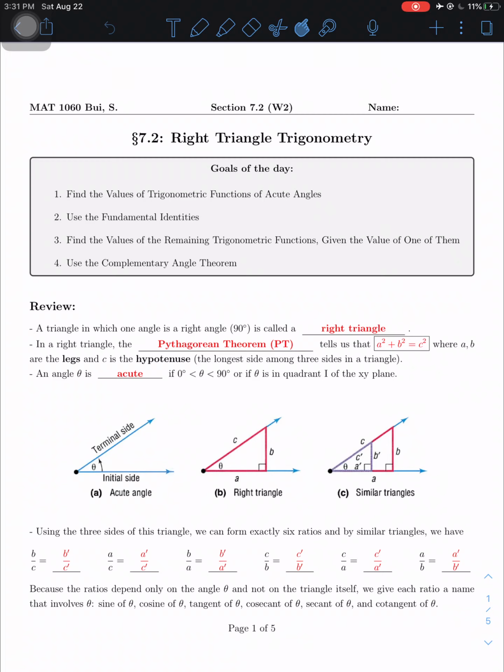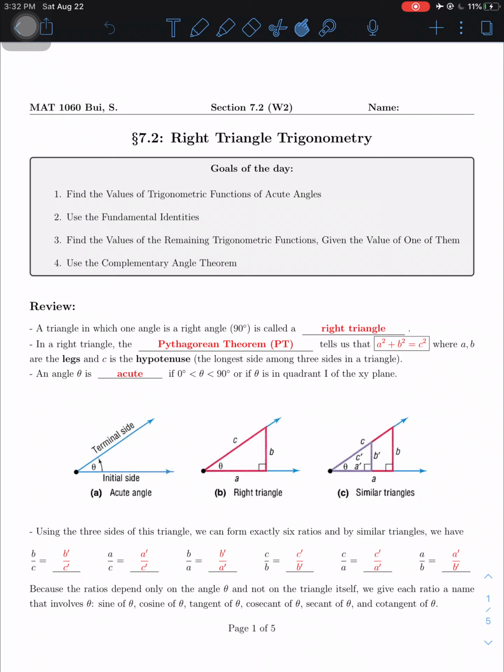Alright, hi guys. The last time we talked about section 7.1, so just a little bit of review on 7.1. Last time we talked about three important concepts: how to find the arc length, how to find the area of a sector, and most importantly, how to convert from radians to degrees and vice versa. The relationship between radians and degrees can be interpreted by the equation 180 degrees is equivalent to pi radians.